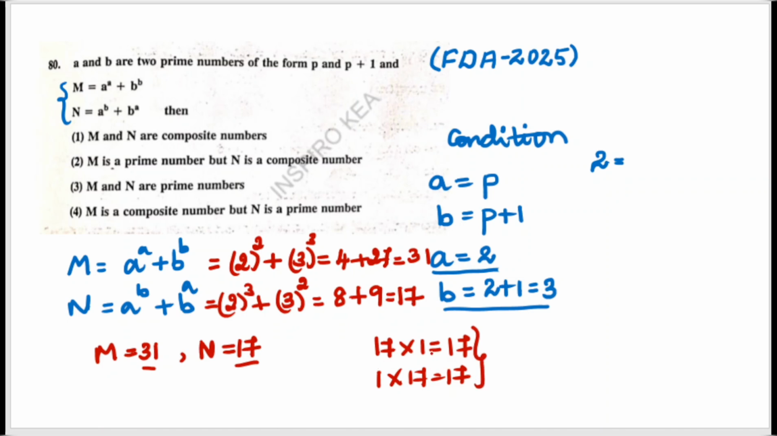Any other numbers can we multiply? So we will get the result 70. No, it is impossible. Even the 31 also. So our option is 3, that is M and N are prime numbers. So option 3 is the right answer.